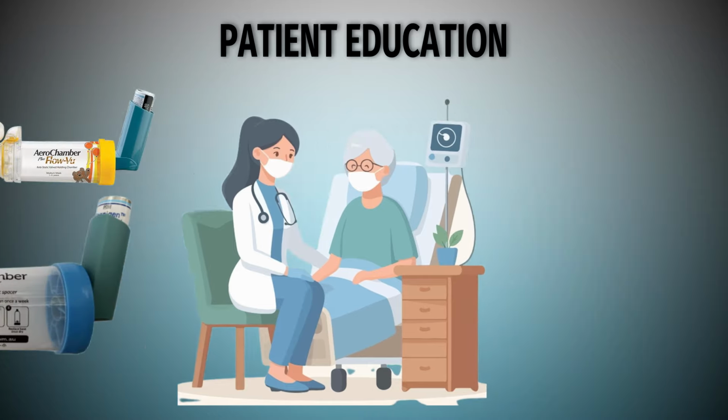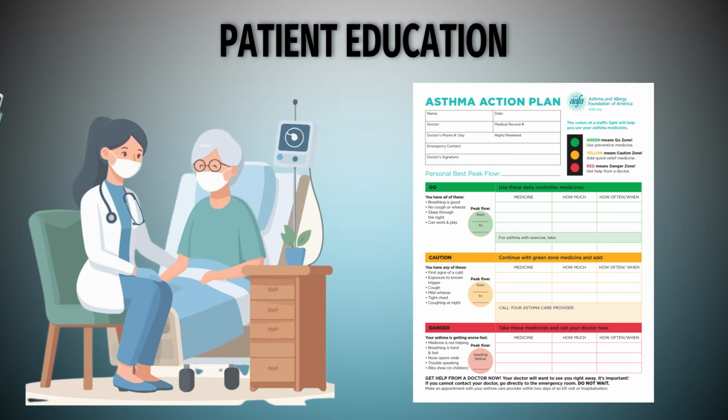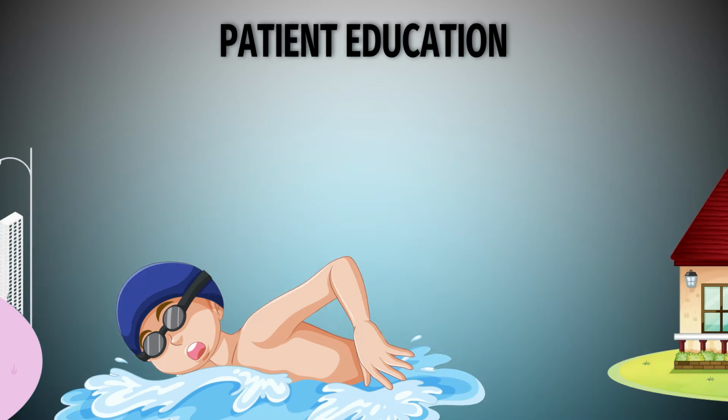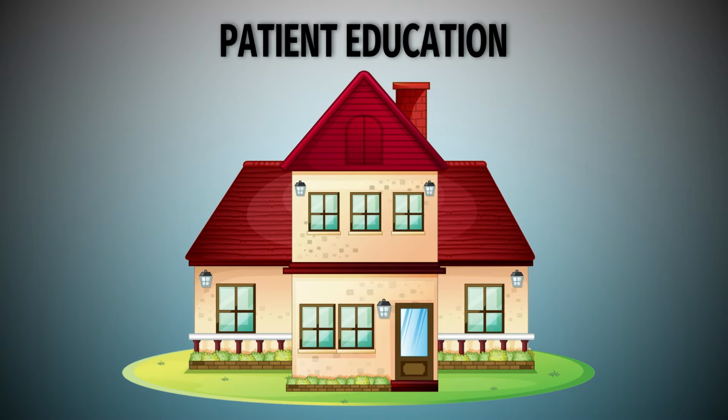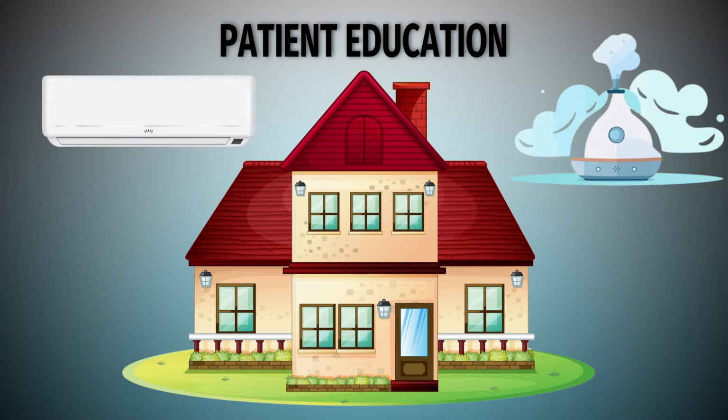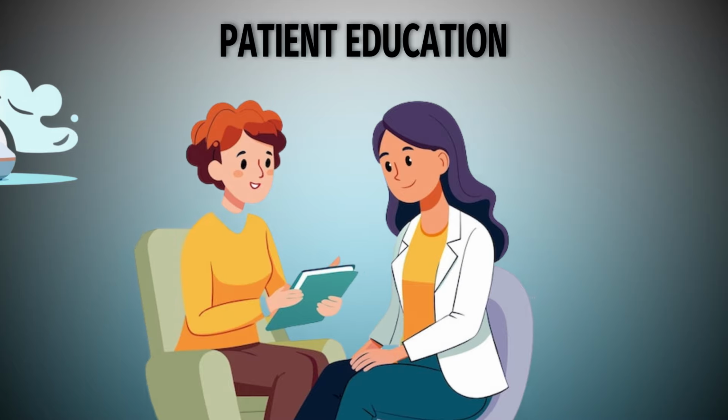Patient education. Teach patients how to use the peak flow meter and aerochamber or spacer with inhaler. Educate patients on how to use the asthma action plan and what to do in each of the zones: green, yellow, and red. Encourage regular walking and swimming exercise to reduce stress. Encourage good ventilation in the house, use of air conditioning, and air humidifiers. Educate patients to recognize and avoid triggers.